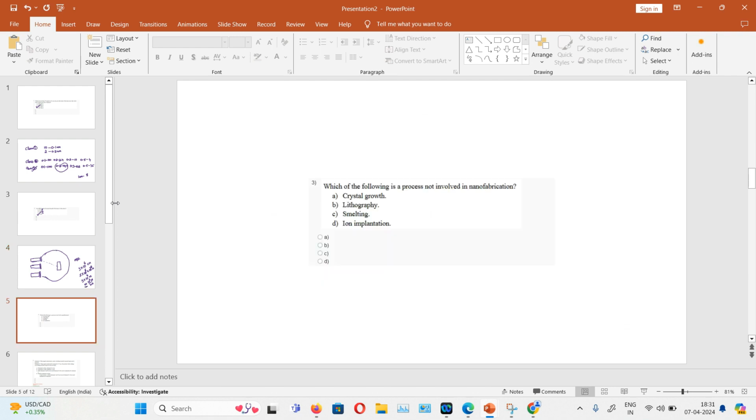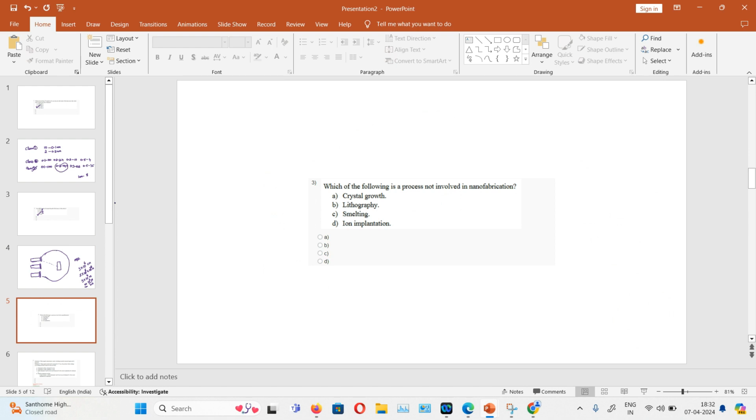Going to the third question. Which of the following is a process involved in nanofabrication? Crystal growth is a thing in nanofabrication. Lithography, making different patterns on the substrate, is called lithography. Ion implantation is also a part of nanofabrication techniques. But smelting comes inside the metallurgy process.